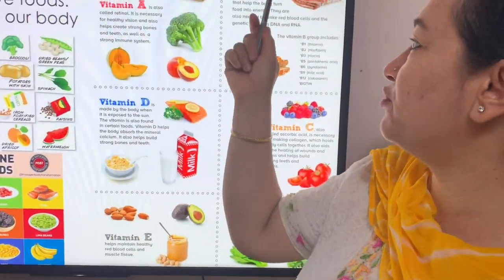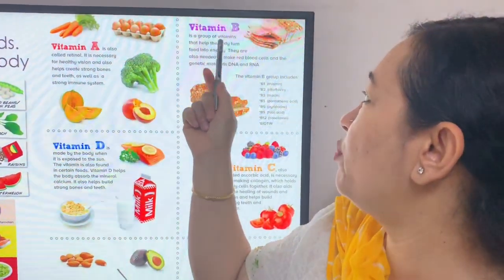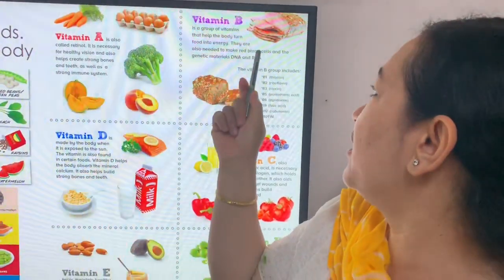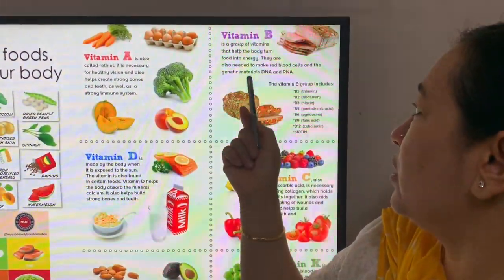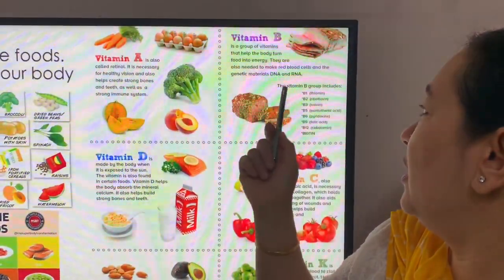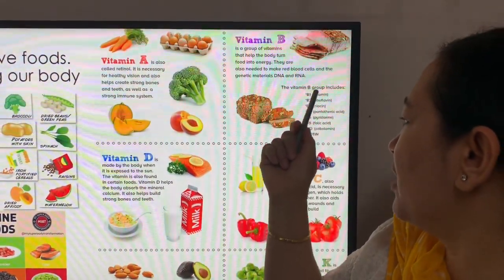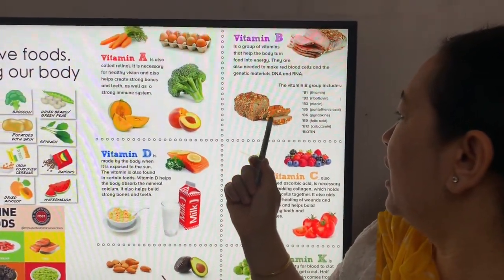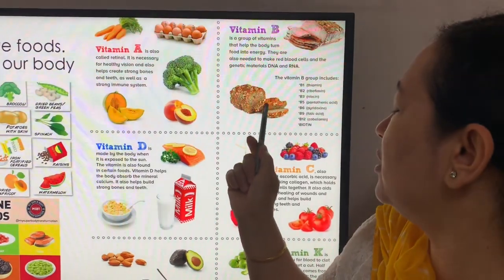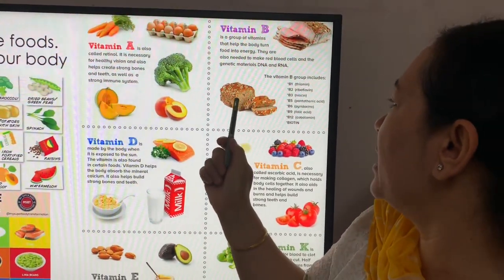Now, after that is vitamin B. It is a group of vitamins and it is very important for our body, for genetic material like DNA and RNA. Vitamin B is divided into different categories and it is shown here, the food rich in vitamin B, breads, etc.